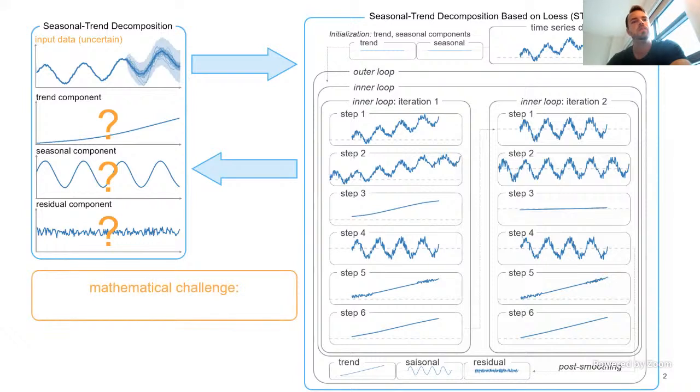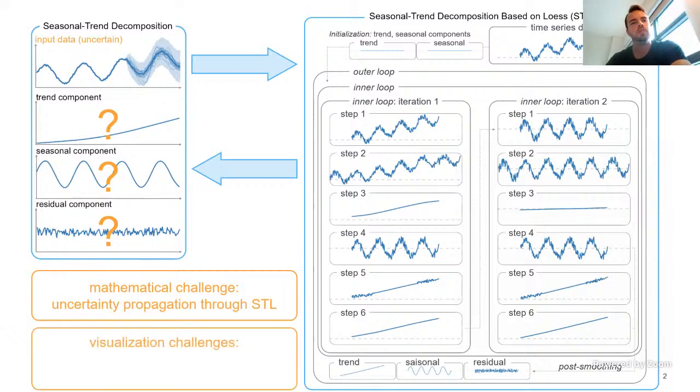So first of all, a mathematical challenge, which is uncertainty propagation through the pipeline of STL. And also, of course, some visualization challenges, which are the correlation in each STL component, how we capture this, and specifically in this case, because we have a decomposition, also the correlation between the STL components.